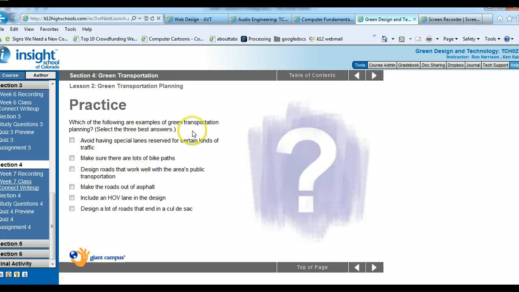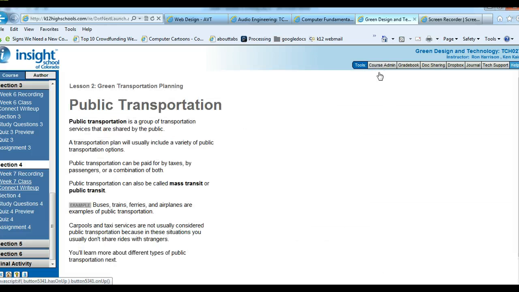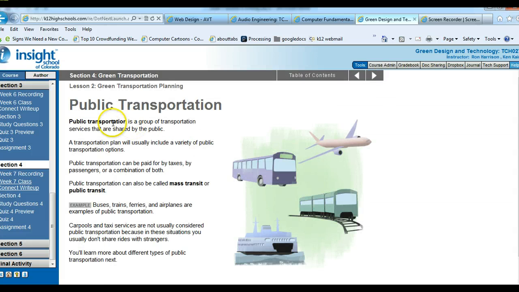So practice, go through this, see what you know. Public transportation. Public transportation, of course, is transportation that is used by many people at the same time. Also sometimes called mass transit or public transit.